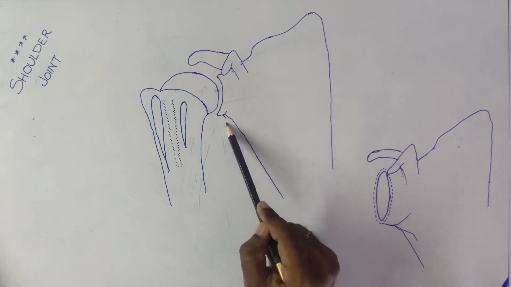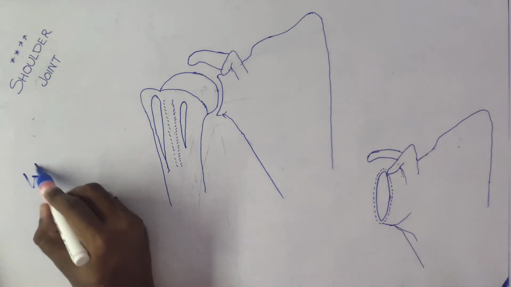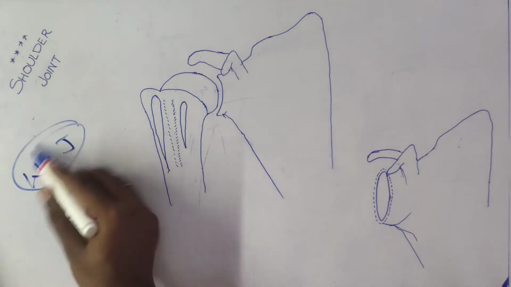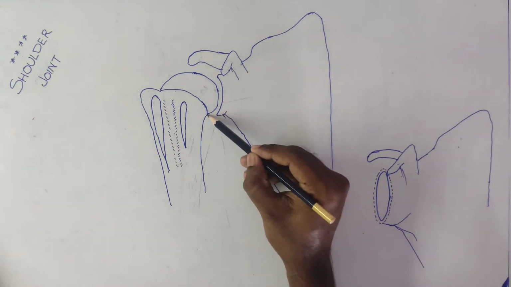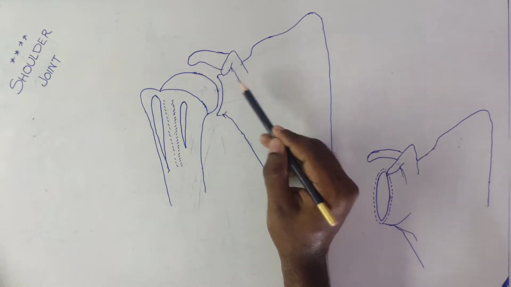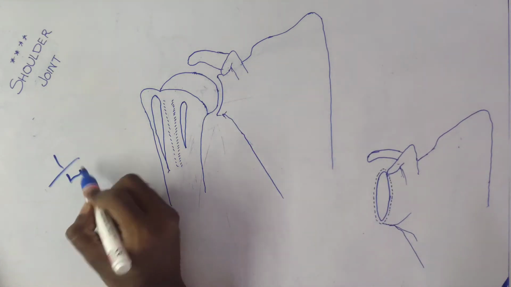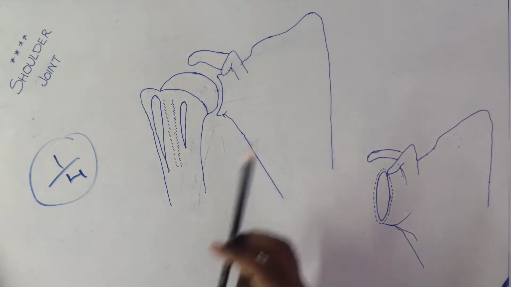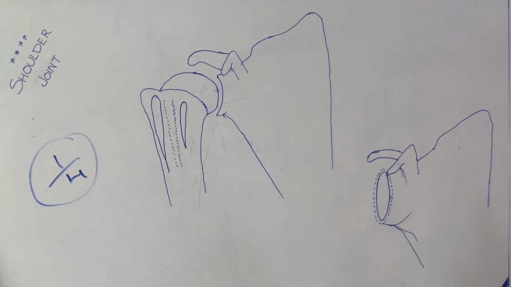The shoulder joint is the weakest joint in the entire body. You can observe clearly that the complete head of the humerus is not articulating with the scapula. Remember this: only one-fourth of the head of the humerus articulates with the glenoid cavity of the scapula. So it is the weakest joint of the entire body.